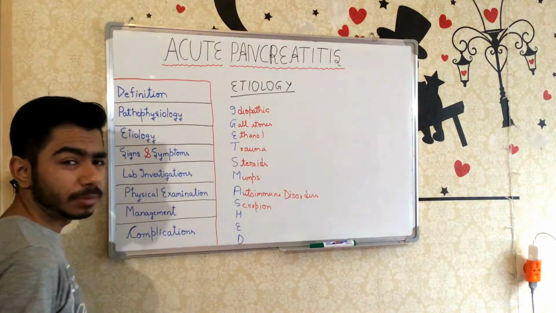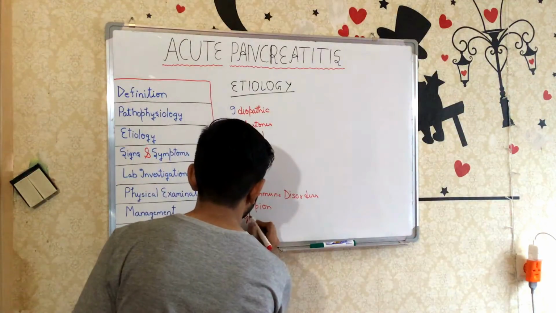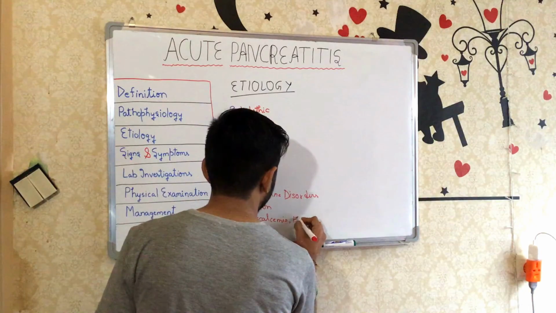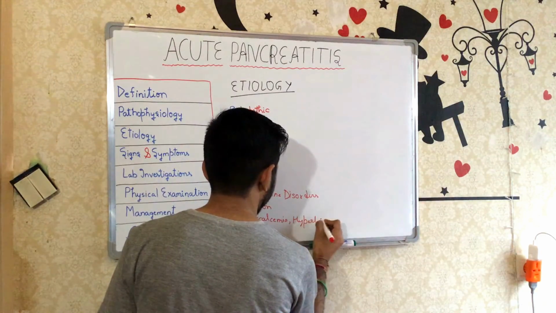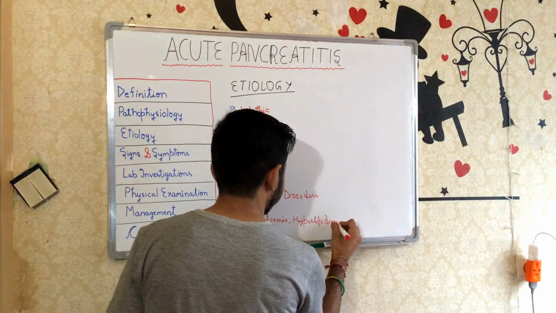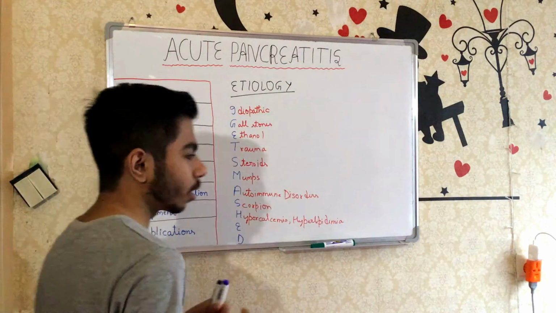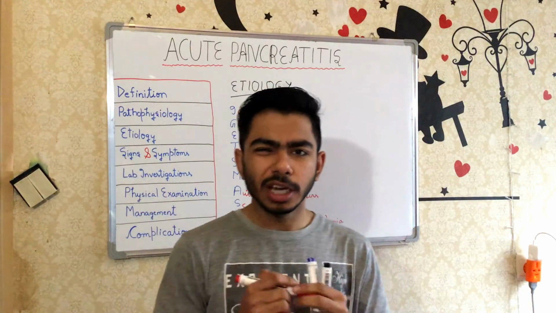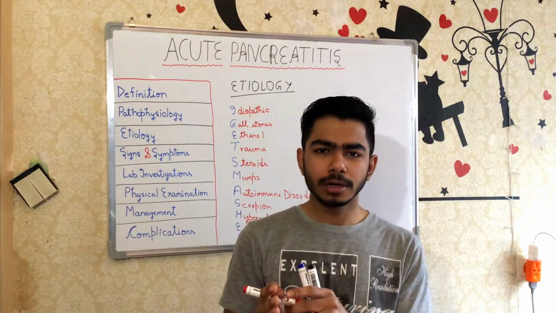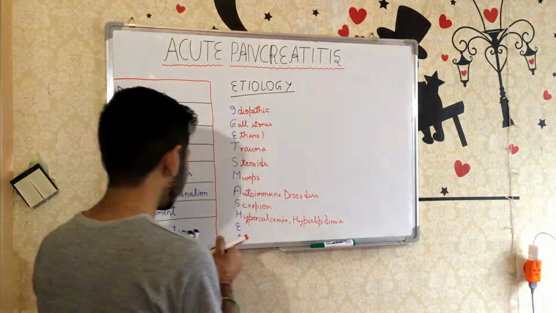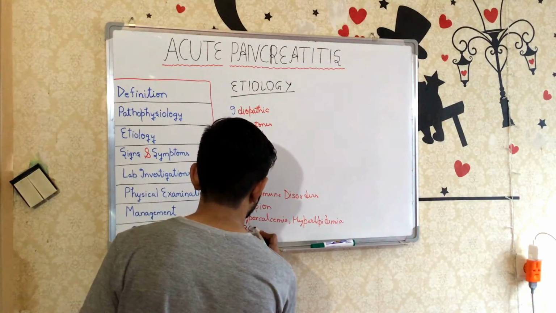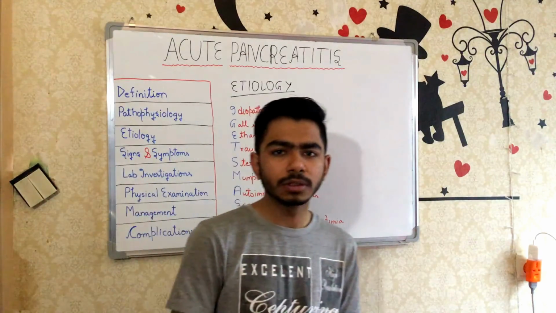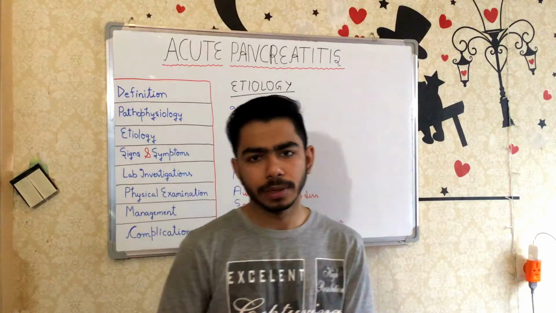H, hypercalcemia or hyperlipidemia. They can also cause the acute pancreatitis. Now E, it's ERCP, which means the endoscopic retrograde cholangiopancreatography. If the patients are having ERCP, very often it can also cause the acute pancreatitis.